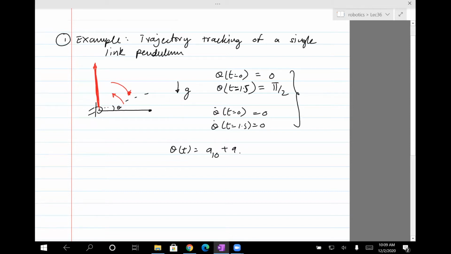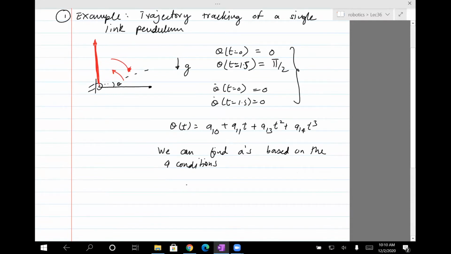a10 plus a11 t plus a13 t square plus a14 t cube. Okay, and we can find the a's based on the 4 conditions. Okay, so we've done that, so I'll not do that again.